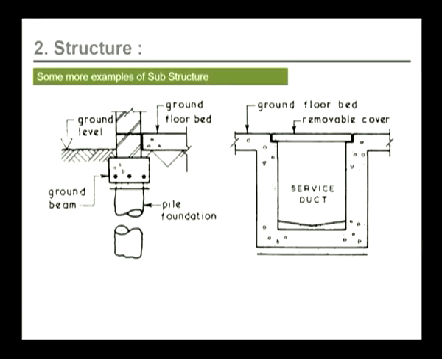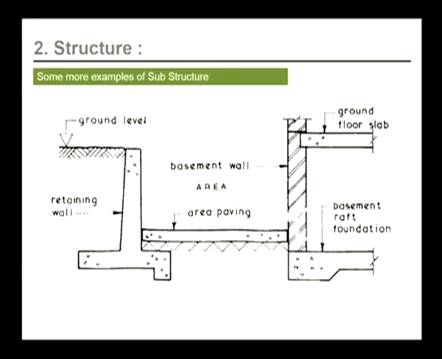On the right hand side, we see a service duct below the ground floor level. So all this is also part of the substructure system. Here we see a retaining wall. The ground level is at the top, then a retaining wall, and this is a paved area, and this is a basement wall, and this is a ground floor slab. This is a basement raft foundation. So all these components which are coming under the ground level are called as substructure.